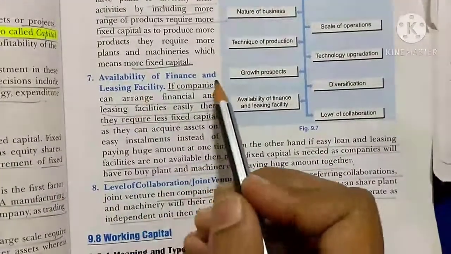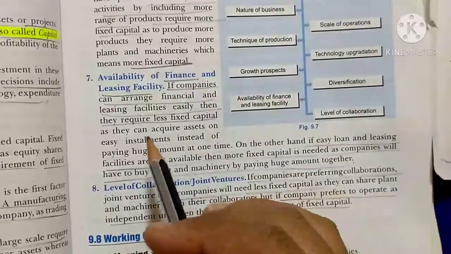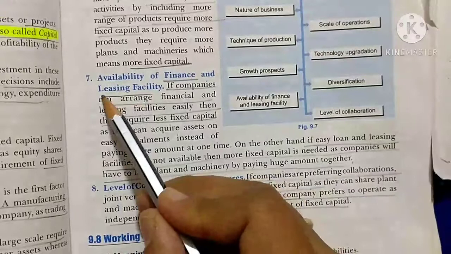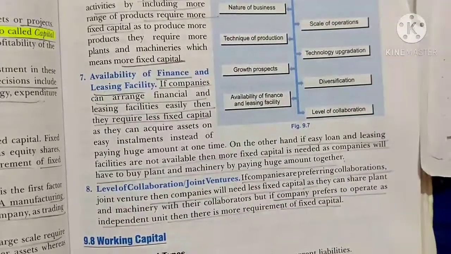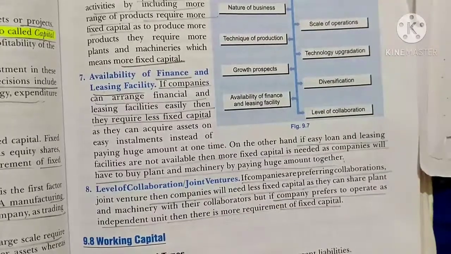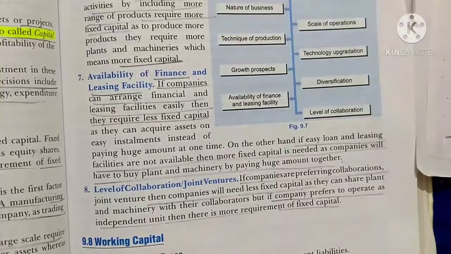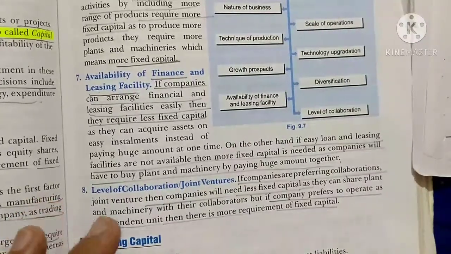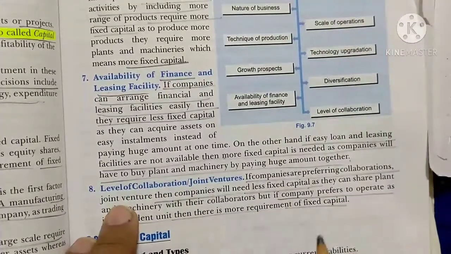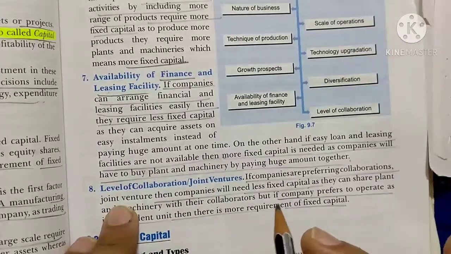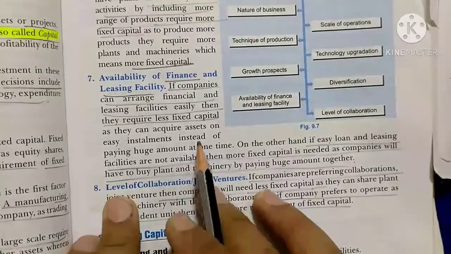Then comes availability of finance and leasing facility. Finance means money, how much money you need to acquire fixed capital. And leasing facility means sometimes you get machines on rent. If you are getting the machines on rent, it will save your money, because the machines are very costly. So you have to invest less. But if you are not getting machines on rent, then you have to purchase those machines, and the purchasing cost is a little higher than the rent cost. Therefore, you have to invest more in fixed capital.